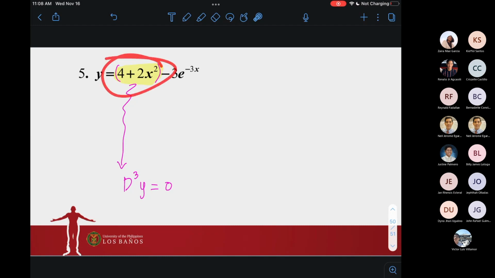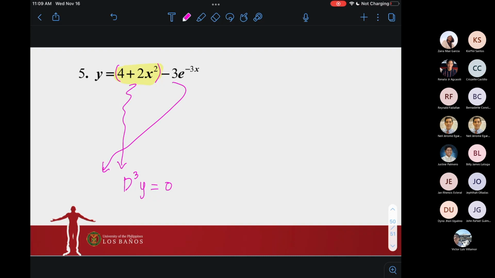We know the third derivative of 4 plus 2x squared is equal to 0, but the second derivative is not equal to 0, so hindi pwede yung second derivative. So ibig sabihin, third derivative na talaga yung minimum na pwede natin gawing differential operator. Okay? Tapos, saka magdadagdag na lang ako dito ng isa pang operator.